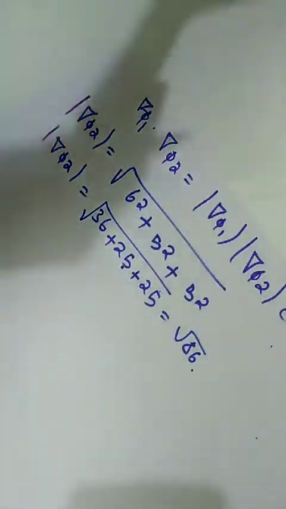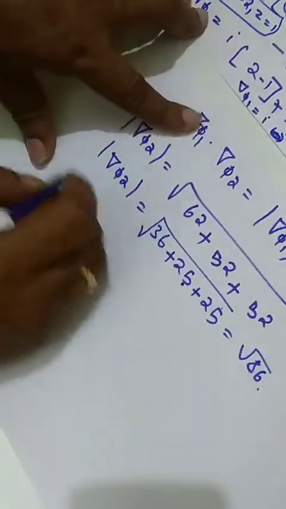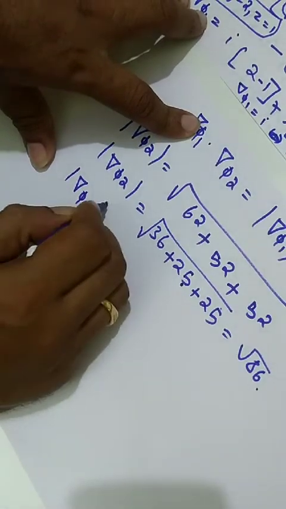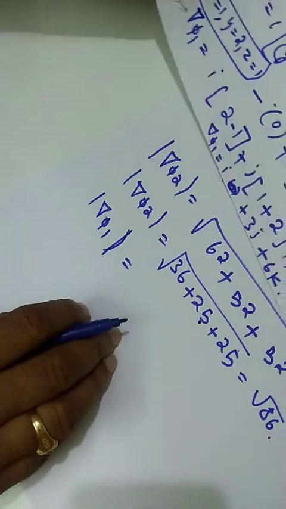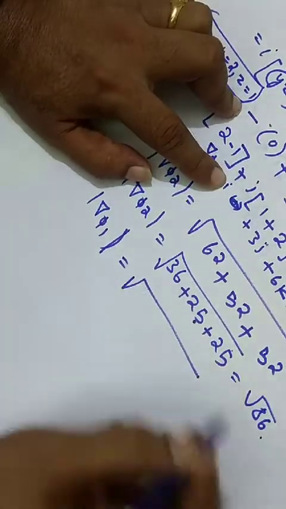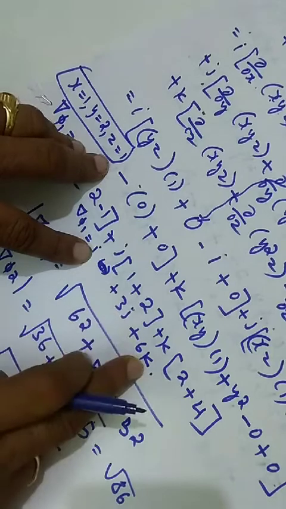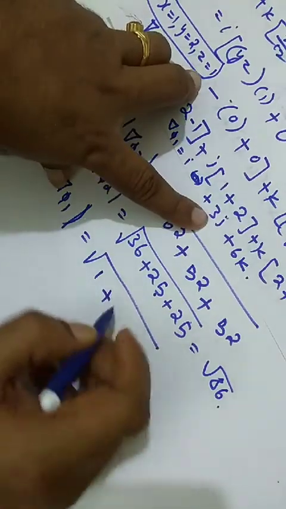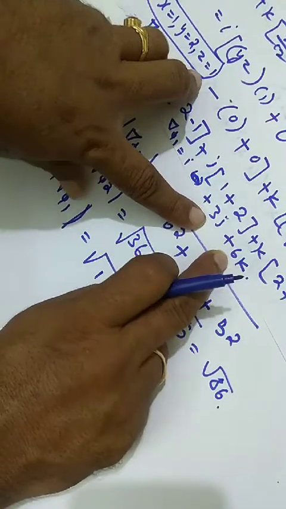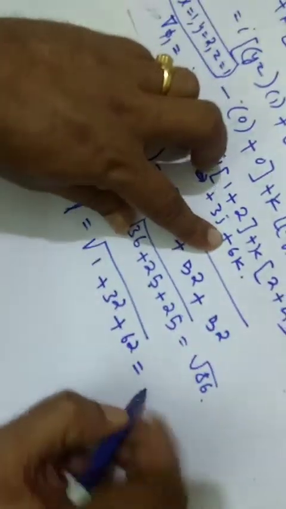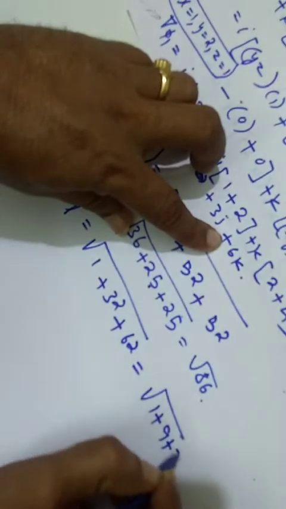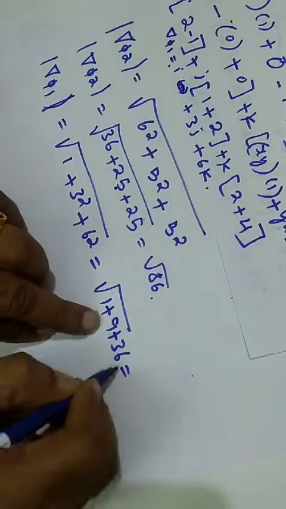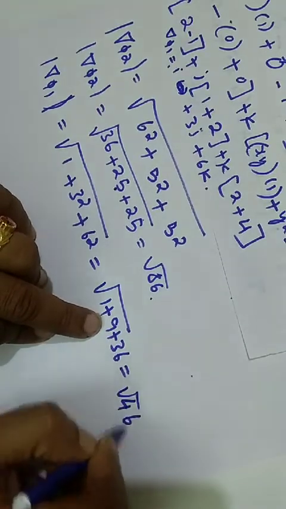Similarly, let us compute the absolute value of del phi 1. Del phi 1 is i plus 3j plus 6k. So coefficient of i, 1 squared, coefficient of j, 3 squared, coefficient of k, 6 squared. So that is 1 plus 9 plus 36, which is 46, that is root 46. Now let us substitute here.